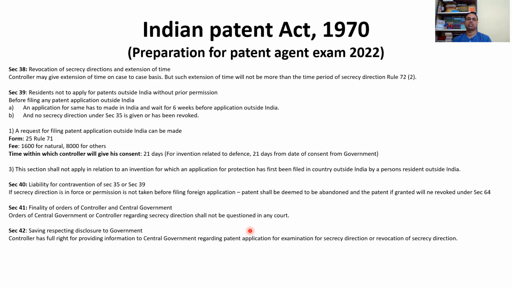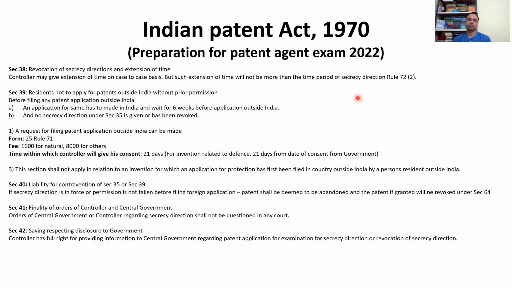And section 40 says that if you do not follow 35 or 39, then your patent will be abandoned, and even if it is granted, it will be revoked. And section 41 says that the order of the controller or central government on security action is final. That cannot be questioned in any court. You cannot go to any court and say that this should be revoked. And section 42 says that the controller has a right to inform the central government. Very simple language, and you can very easily remember this. Just go through this once or twice, and you're done.